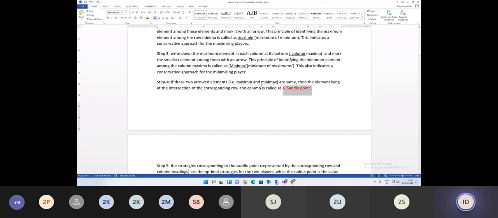Note down one example. Let there be two firms, A with 2 strategies and B with 3 strategies. Note down this example. I will give you 5 minutes. We'll find out the solution so that you will understand the above theory component very easily.